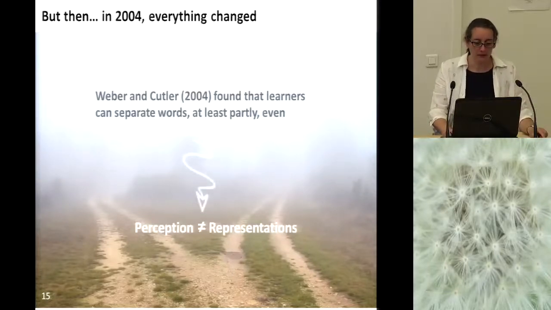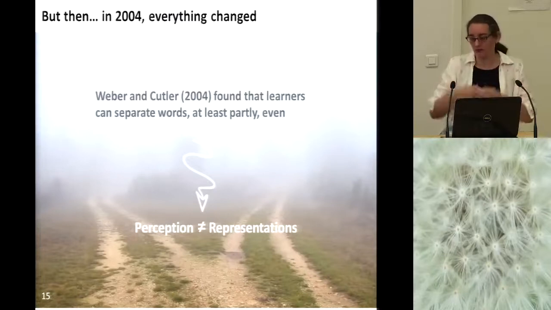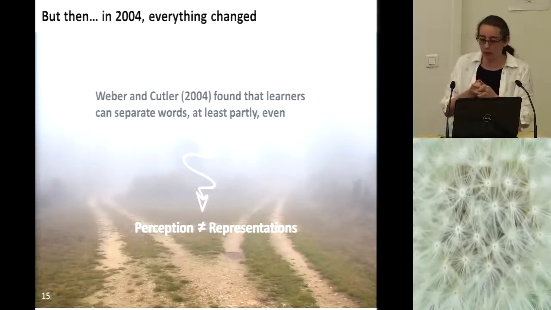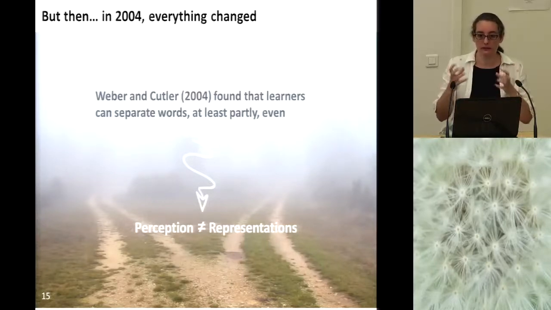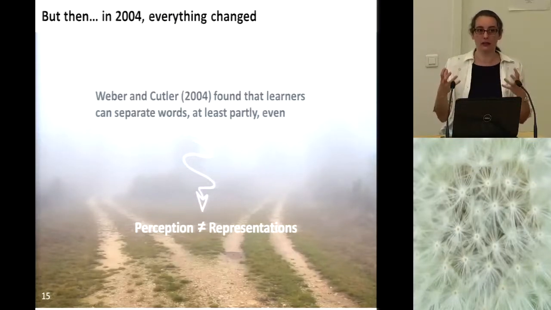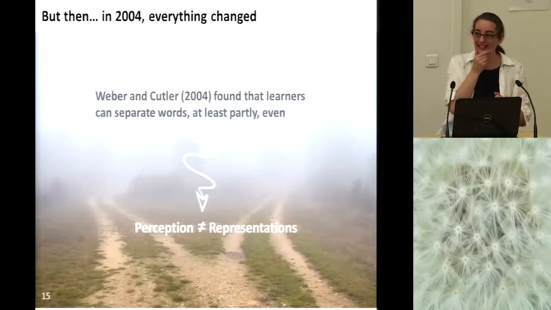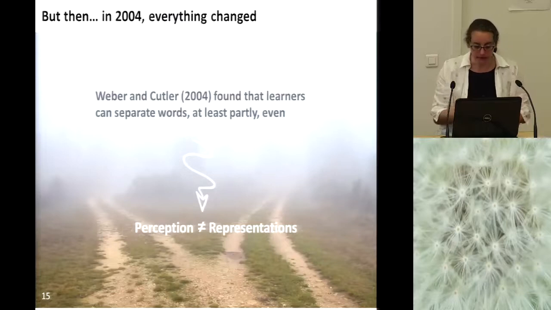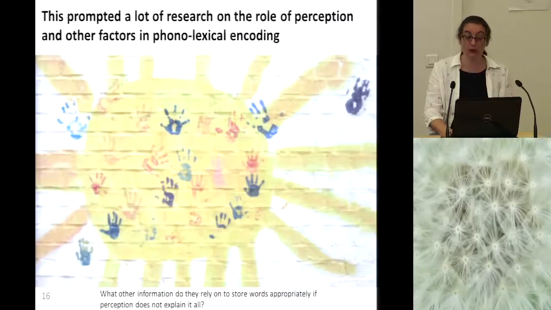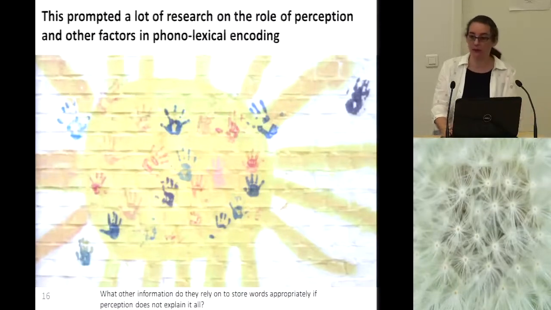And so here, I can show you more specifically how they did that if you want to know in the question and answer. But generally, this paper was very important because it rattled this fundamental assumption that there's a linear connection between perception and representation. It suddenly shook the world a little bit, and we started to wonder, oh, wait a minute, in second language acquisition, maybe perception is not the same as representations. Maybe there is a disconnection here. And so this was very important, and it prompted a lot of research on the role of perception and on the role of other factors in phonolexical encoding.